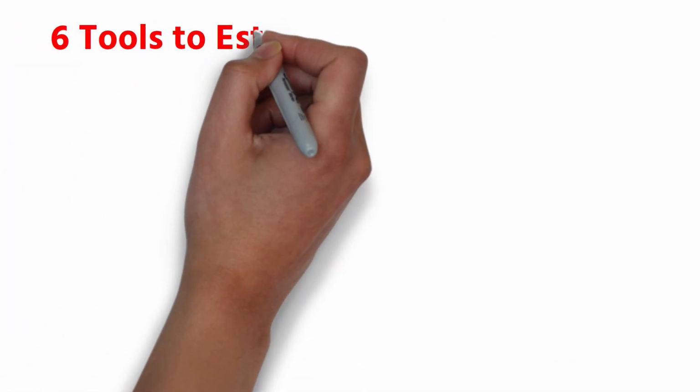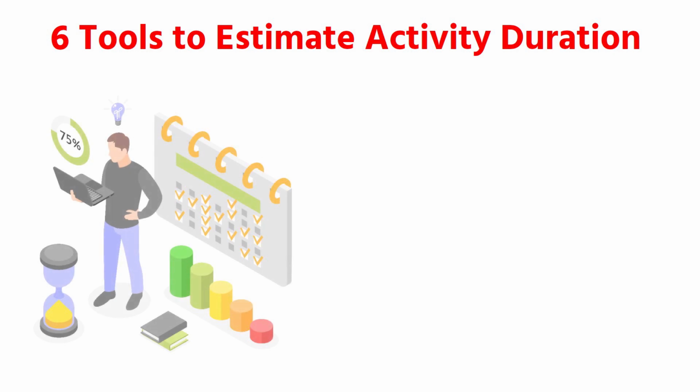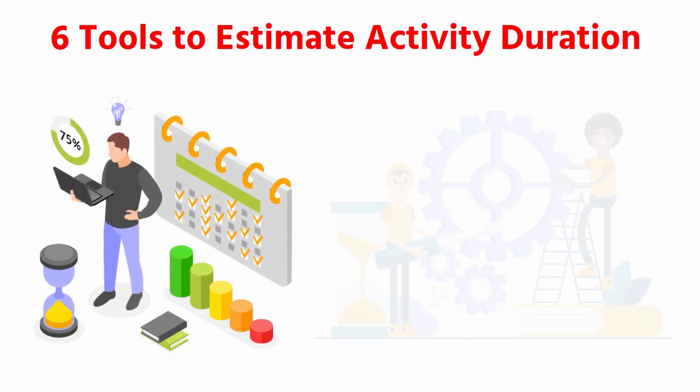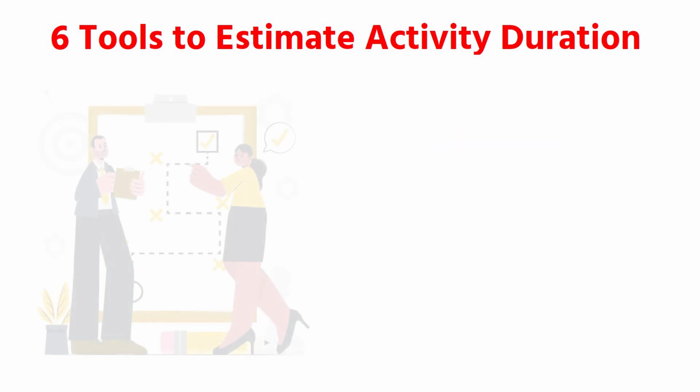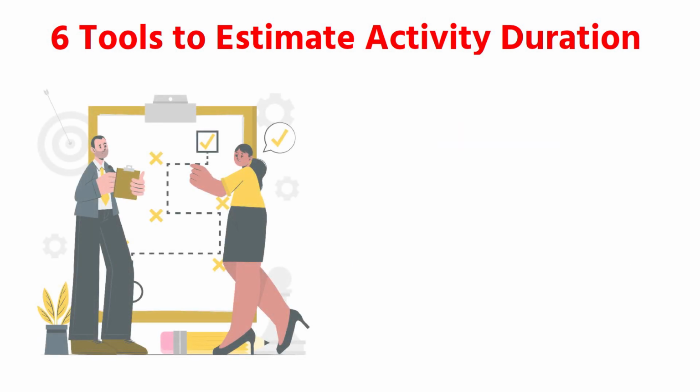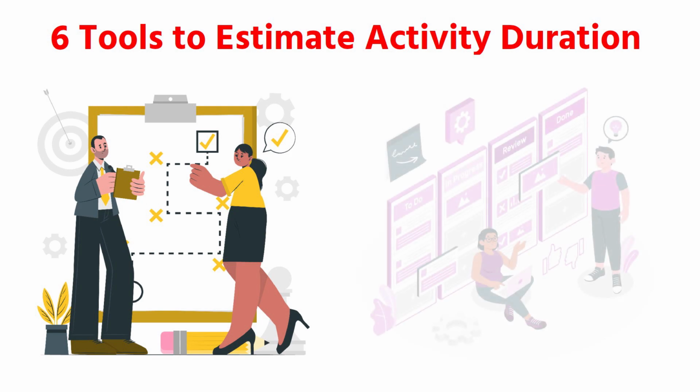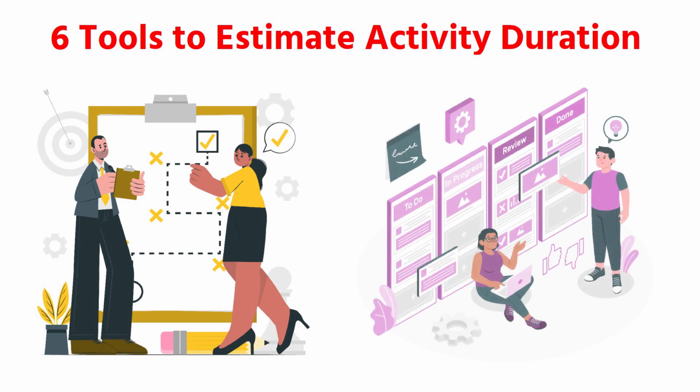6 tools to estimate activity duration. While preparing a project schedule, it is critical to define the duration of each activity, because overall project duration is associated with the duration of activities in the network system. If the durations of activities are not properly estimated, the project completion date will be wrong and the critical path will not be realistic. There are 6 essential techniques widely used by schedulers and planning engineers to estimate activity duration and create the network system.